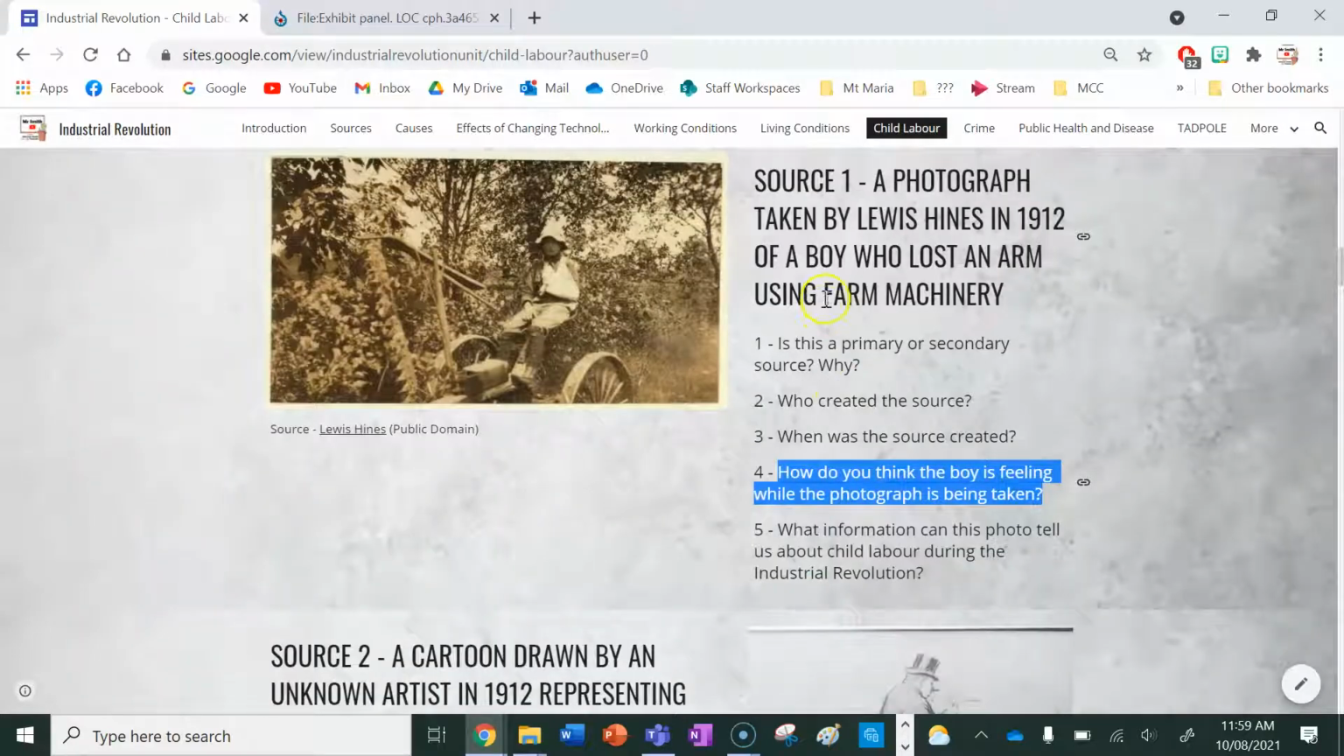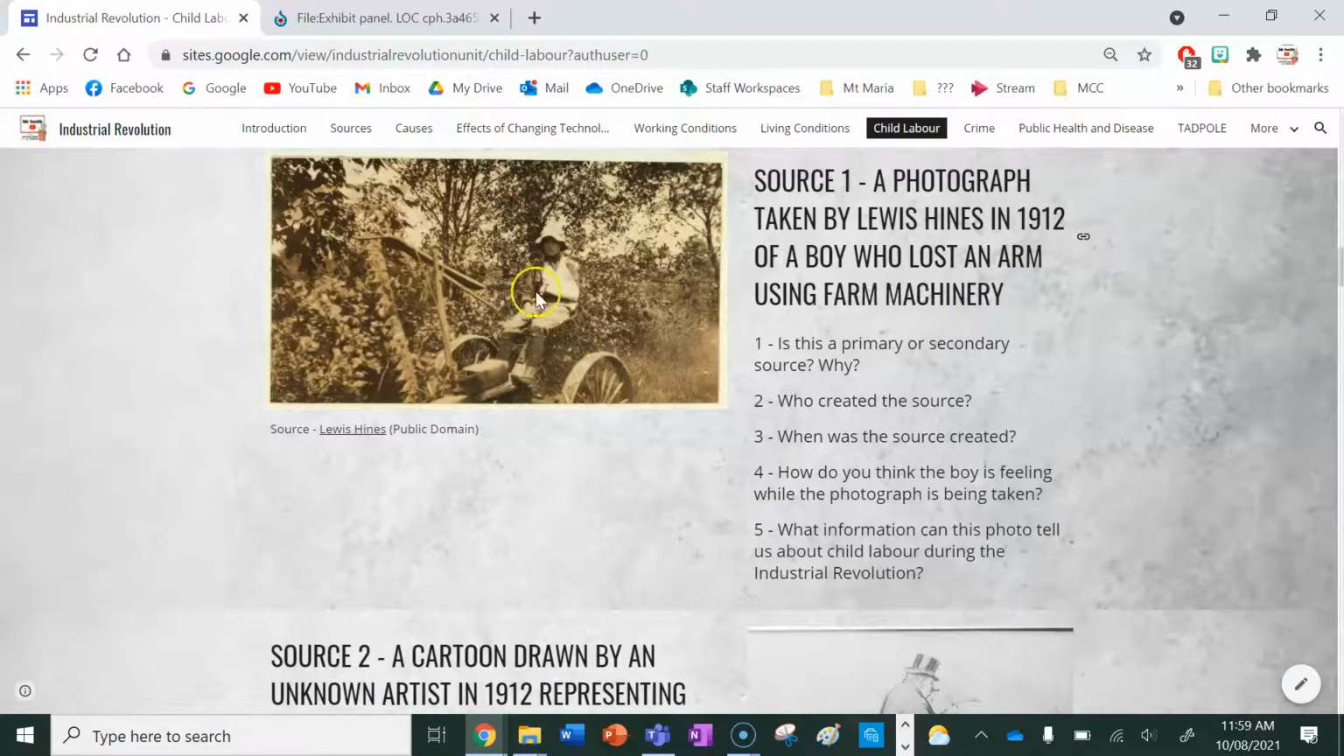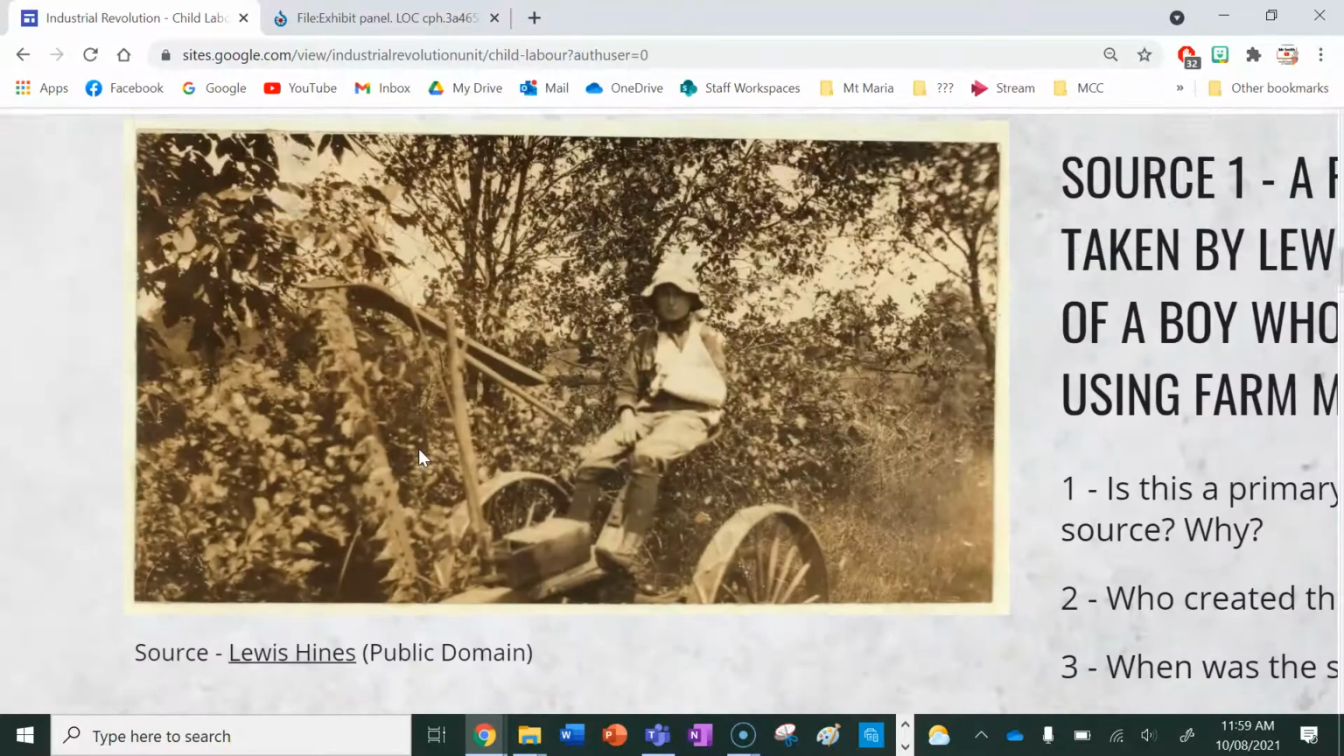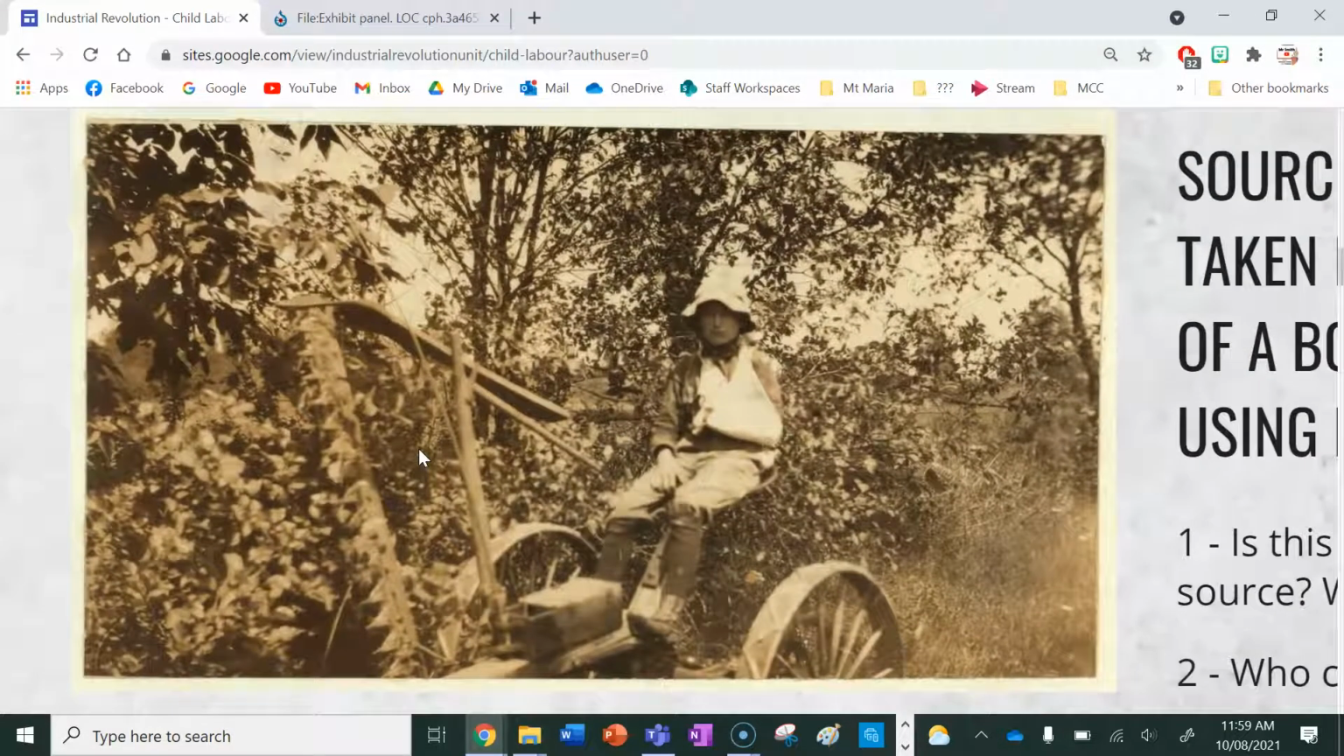He can't complete his job on the farm anymore, so he has to do other types of jobs and might not be able to get paid as much money. Number 5, what information can this photo tell us about child labour during the Industrial Revolution? Well, it tells us that kids were quite often injured during the Industrial Revolution. It's not just a fact about history we learn from 100 years ago, but these happened to real people and they had real consequences once these awful things happened to them.